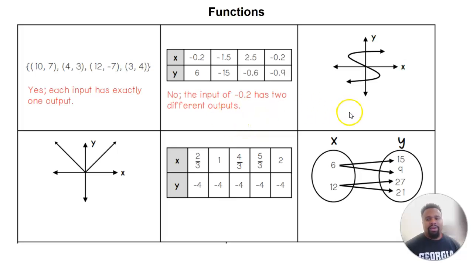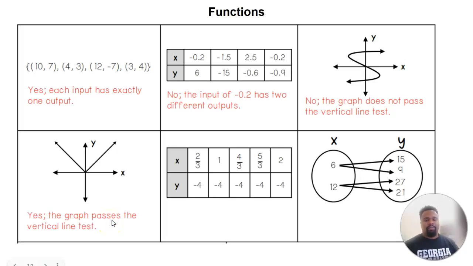Let's look at our graph here. For our graph, what you want to do is the vertical line test. If we do the vertical line test, notice that we intersect our graph more than one time. Because of that, it doesn't pass the vertical line test. Since it doesn't pass the vertical line test, it's not a function. All right. Look at this graph right here. We do the vertical line test. It only intersects the graph one time. It passes the vertical line test, so it is a function.